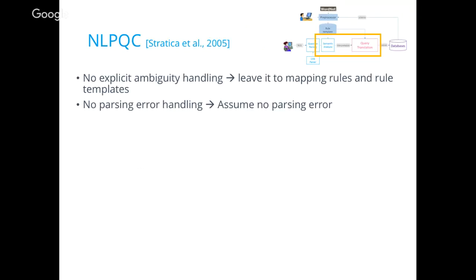So in this system, there is no explicit ambiguity handling. So it all lives up to the original term mapping and the template rules. And also there is no handling of the parser. It just assumes there is no parsing error. So as you can see, it's a relatively simplistic system. The reason I want to include this is it includes this interesting template-based approach, which may be useful depending on your application.